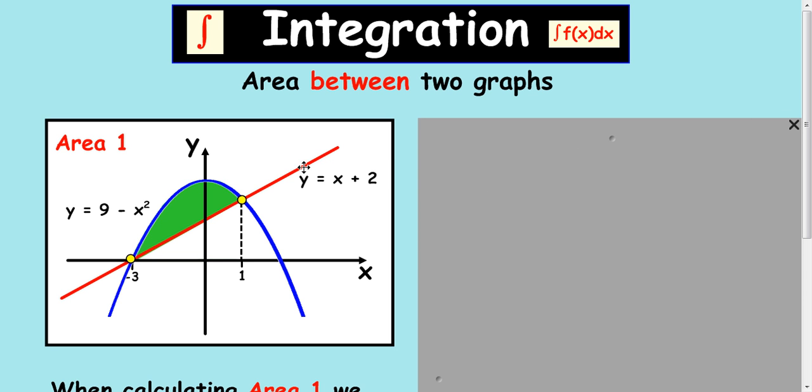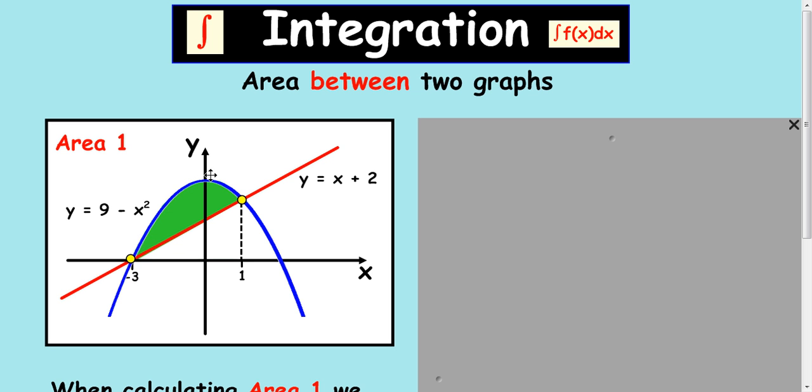In this lesson we're going to look at how to calculate the area between two graphs or two functions. So far we've just looked at how to calculate the area trapped between one function and the x-axis, whether above or below the axis or both at the same time. Now we turn our attention to this idea in the diagram here. This green area trapped between this blue function, which is a parabola, and the red function, which is a straight line.